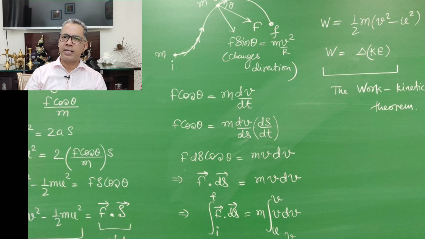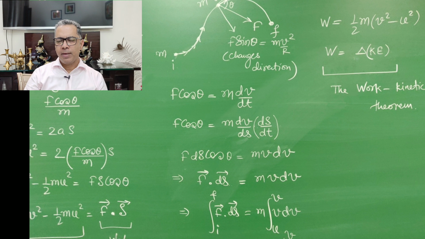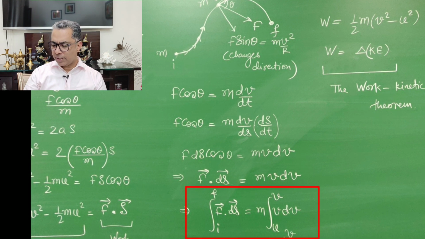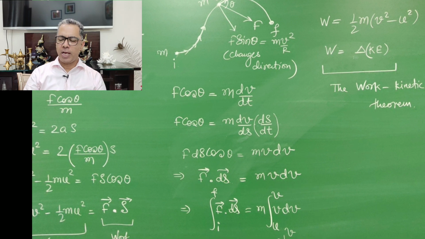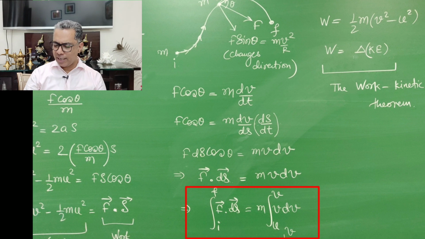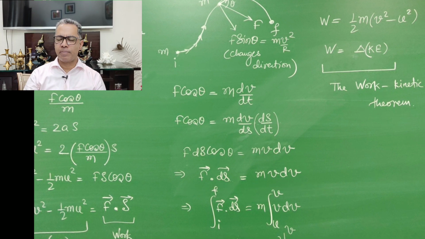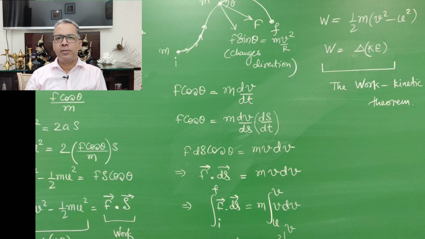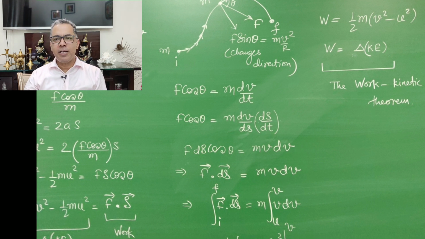Now m being constant, it comes out, and therefore we integrate v dv from u to v, and this integral on the right hand side gives us half mv square minus half mu square, which is the change in kinetic energy. And on the left hand side of the equation we have the integral of f dot ds along the path, which is the total work done, and therefore the work done in this process, in this path, equals the change in kinetic energy.